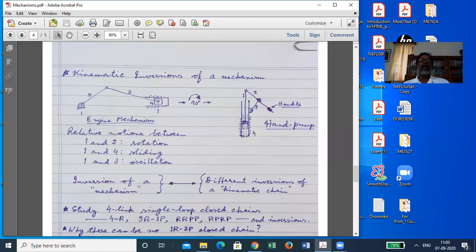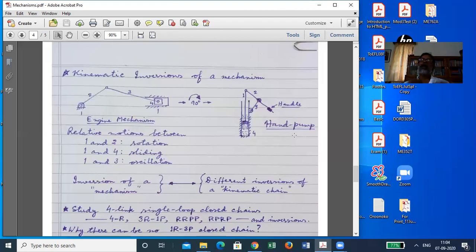So, this is called an inversion of this mechanism. Or alternatively, if the hand pump was original, then you would say that this is an inversion of that. So either way you can say. Okay? So by inverting a mechanism, you change the fixed link of the chain.